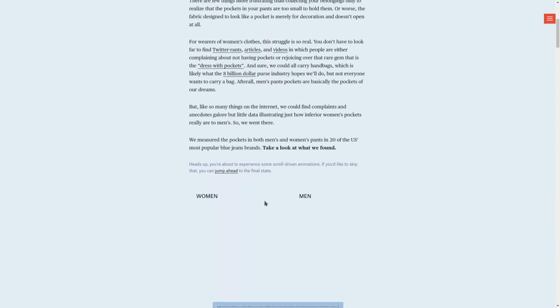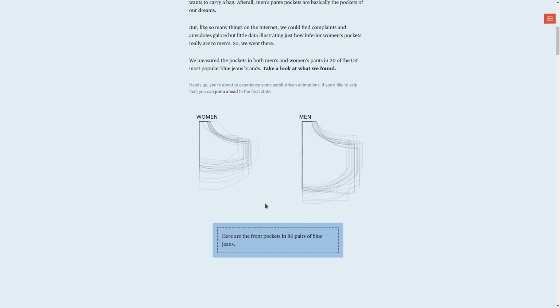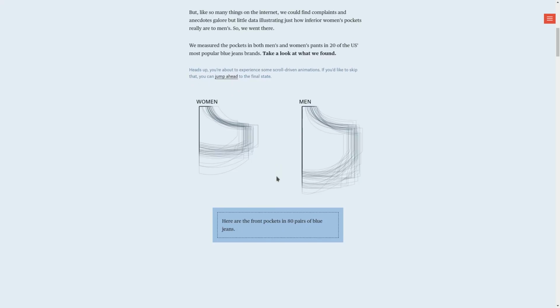I'd also encourage you to check out, there's some pretty cool animations in here. They went through and measured all of the different pocket sizes in 40 different pairs of women's jeans and 40 different pairs of men's jeans. And you can see from the visual here that women's pockets are pathetic. I think they started collecting this data with that idea in mind, but I don't know of anybody that would contradict the bald-faced assertion that women's pockets are pathetically small.